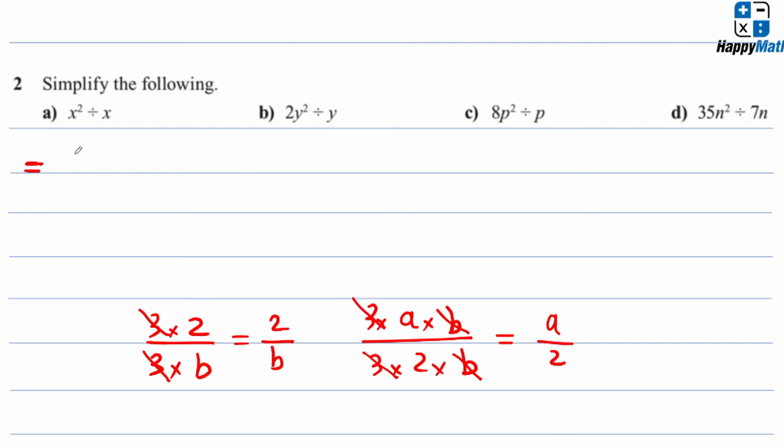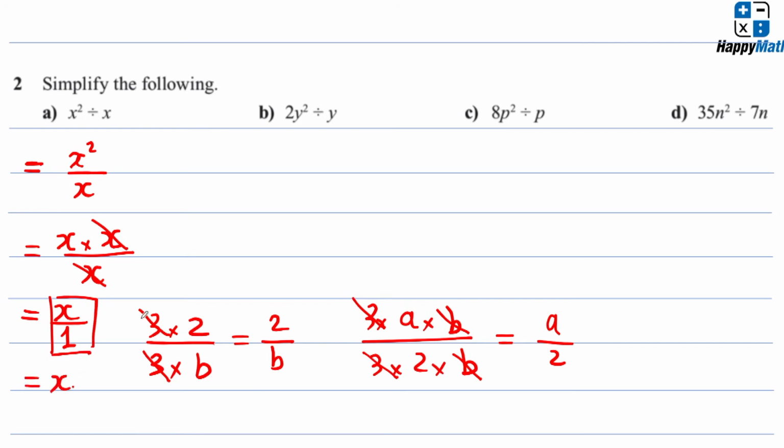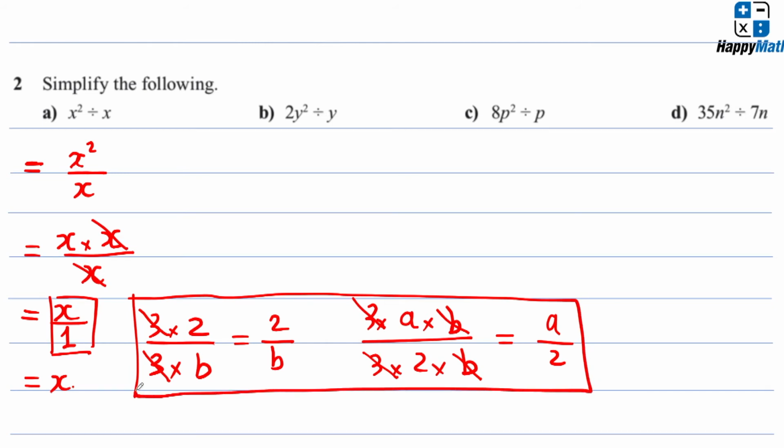So how about this one? x squared divided by x. It means x squared divided by x, like this. So it is x multiplied by x over x in here. You simplify the x in this position and this position, so the rest will be x over 1. That's all. x over 1 means x. Okay, this is the example separated by this rectangle. Okay, how about b? 2y squared divided by y. I write it like this, with y multiplied by y. One y cancels, so the rest is 2y.